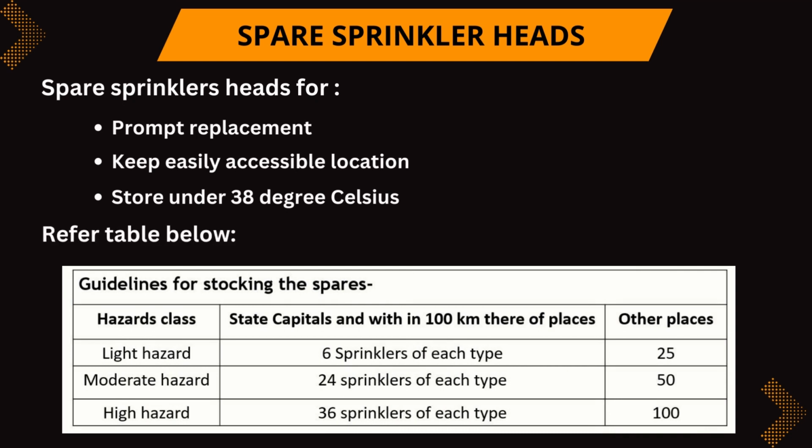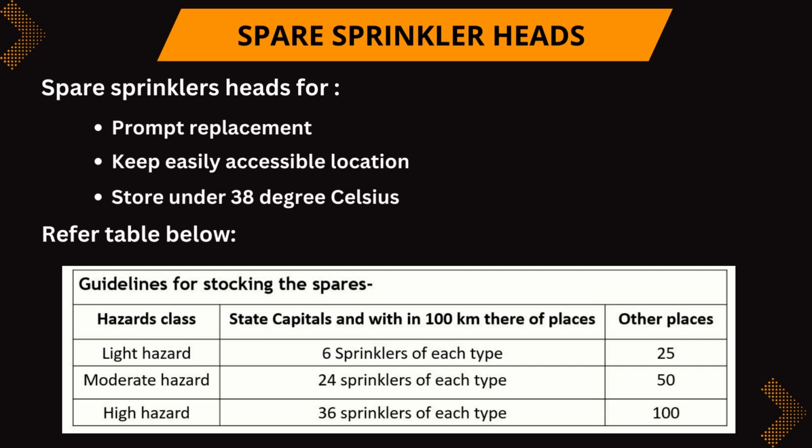Guidelines for stocking the spares are given in the following table. If the hazard class is light hazard, then 6 sprinkler heads of each type are to be kept if the plant is situated in a state capital or within 100 km of the state capital. For all other places, we should keep 25 sprinkler heads.